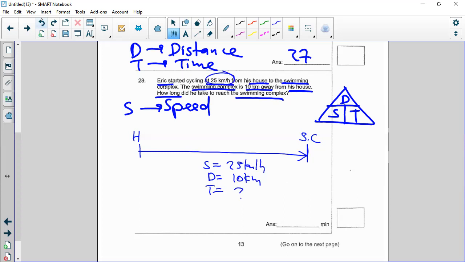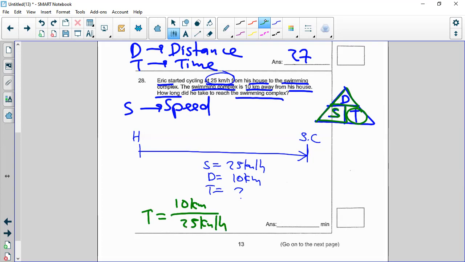So how do you find the time? Then you look at the triangle. Time is equal to distance divided by speed. Can you see, distance divided by speed, distance over speed. So what's the distance? 10 km divided by 25 km per hour.